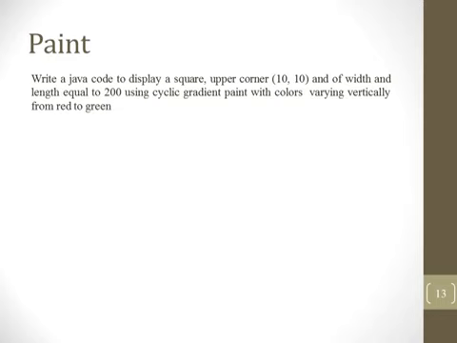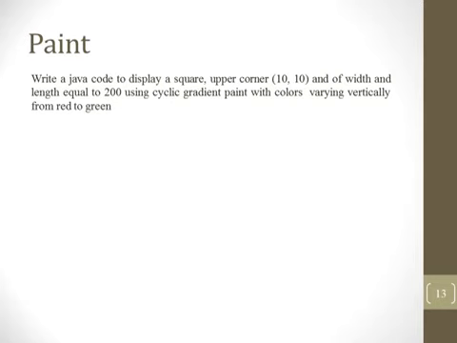The same example as before. Write a Java code to display a square, upper corner 10, 10 and the width and the length is 200, using cyclic gradient with a color varying horizontally. Then we should change x and leave y as it is, from red to green.